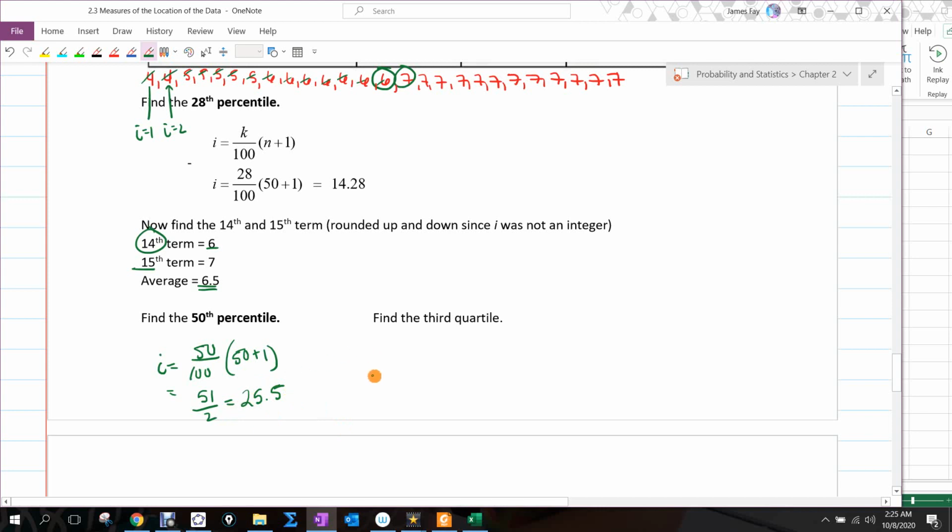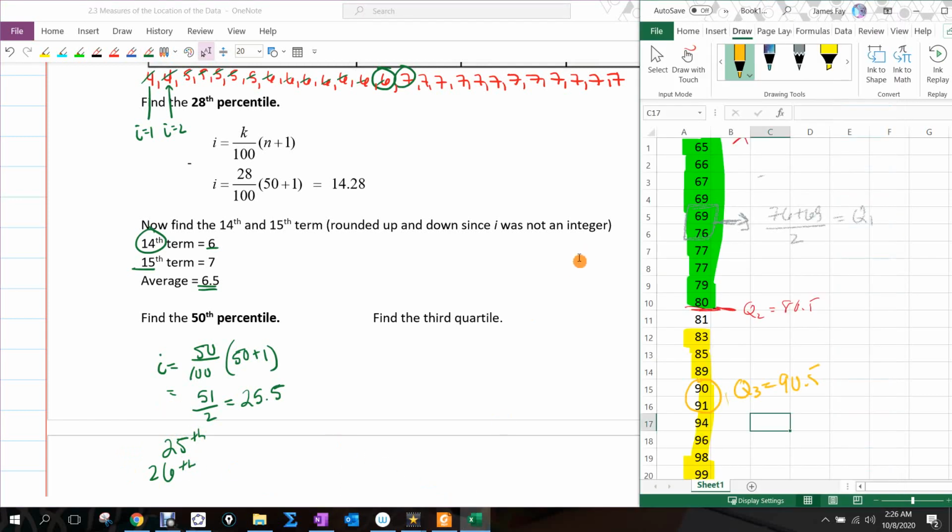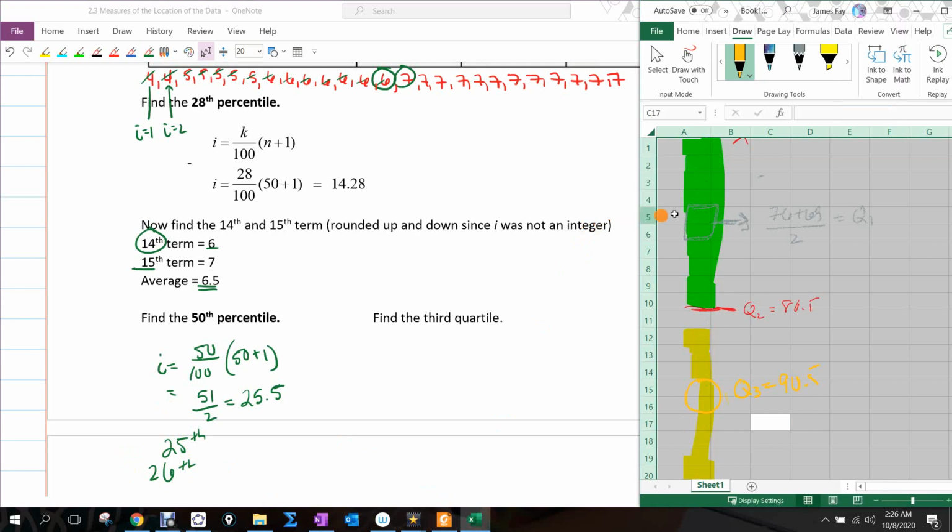So it tells us then we are going to round that number up, and we'll look at the 25th number, or sorry, 26th number if we round it up, and we'll round it down to 25th. So either way, we're going to look at those two numbers. Okay, the 25th term and the 26th term. Well, think about this. Let's go back to Excel real quick just to maybe see this a little bit easier.